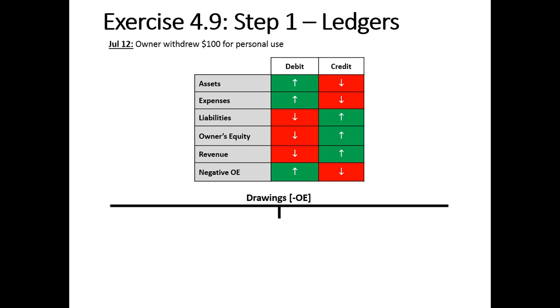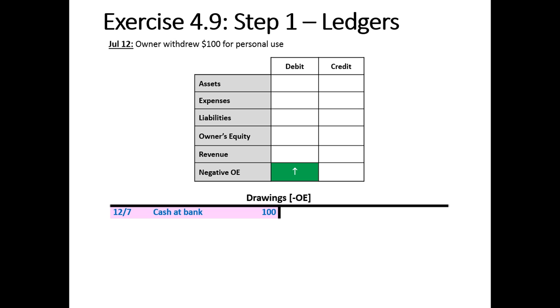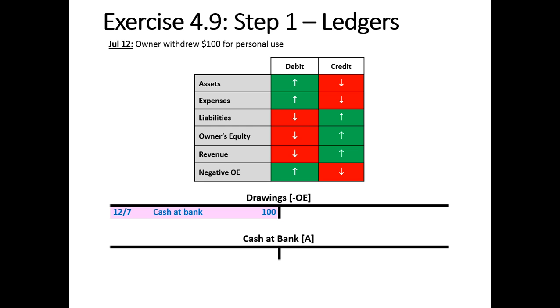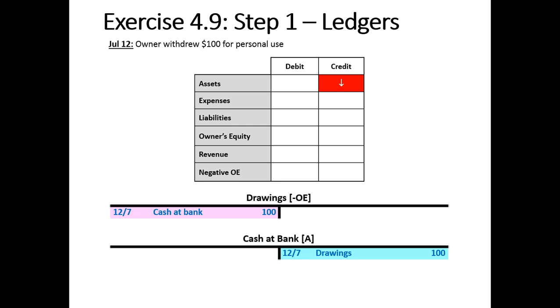The owner withdrew $100 for personal use. We call this drawings. So drawings are a negative owner's equity, so that goes up on the debit side. And the drawings have come out of the business in the form of cash, so the business will have less cash, and that'll go down on the credit side.